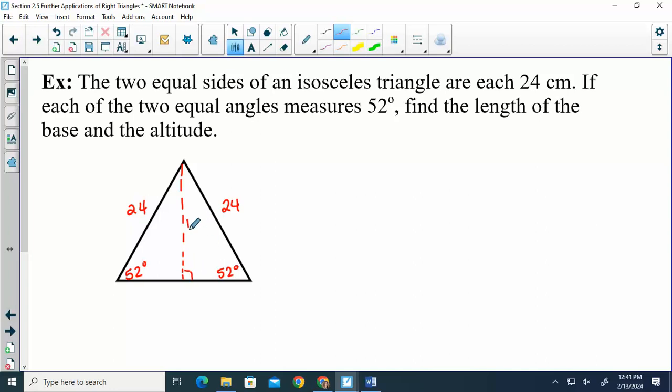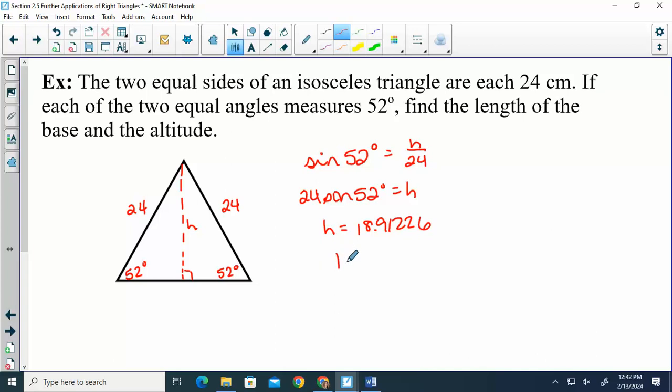Okay, so if I want this side here, what trig function would I do? Sine of 52 degrees over 24. How many significant digits would we use? 2. So we get 18.91226, so we would call it 19.